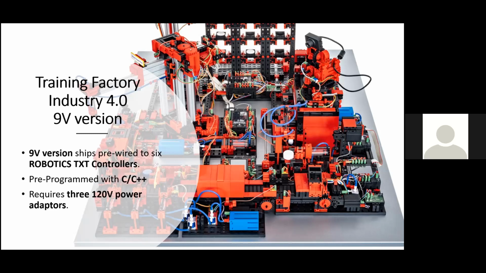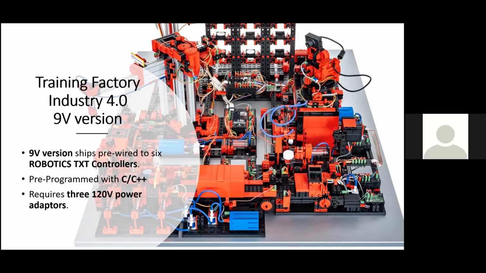The 9-volt version will require the addition of 3 120-volt power adapters for powering the TXT controllers. Of course, it requires the ability to access the internet as well as a tablet or a device for using the cloud-based dashboard. In either case, the dimensions for these models are approximately 39 by 31 by 16 inches, and they have a weight of approximately 51 to 53 pounds, depending on the version.